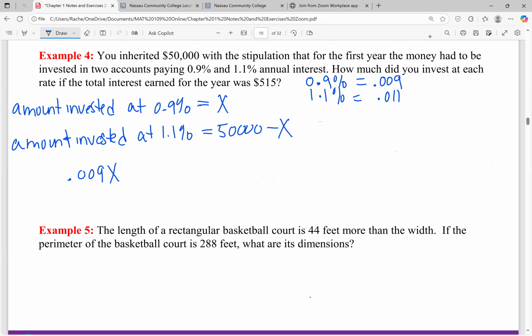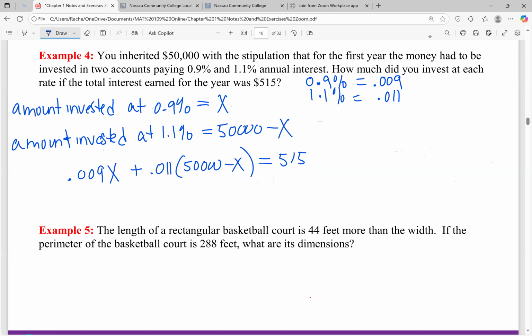Now if we add the amount of interest that we got in the second account that's paying 1.1%, the total of the two interests in both accounts should be equal to $515. So now I have to add to that 1.1%, or 0.011, of the difference, the 50,000 minus X. And the total of those two sets of interest should equal $515.